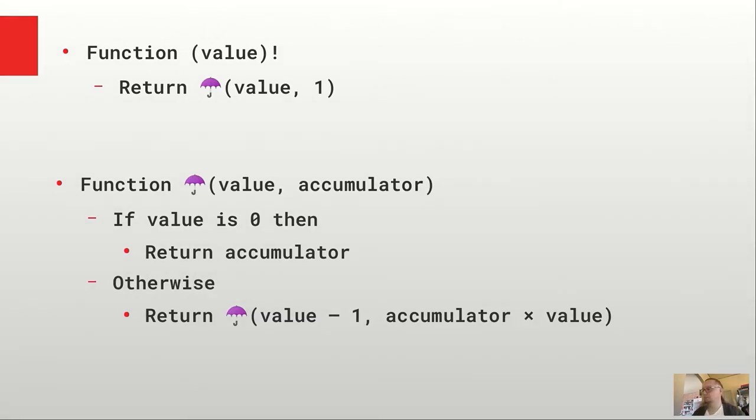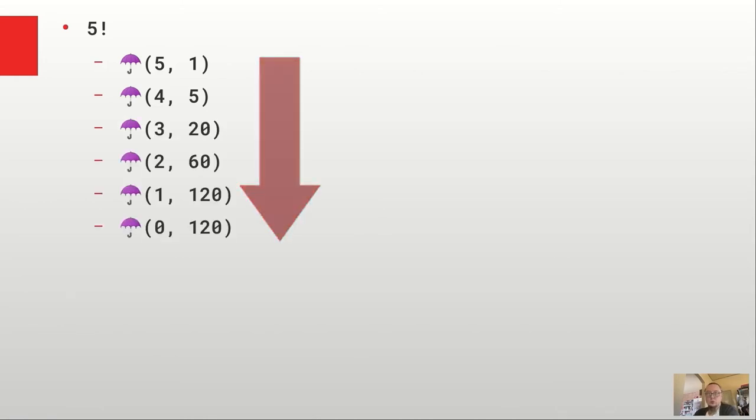So how does it work? Factorial of 5, for instance. 5 factorial is our umbrella function passing 5 and 1. Our umbrella function passing 5 and 1 calls our umbrella function passing 4, that's the predecessor of 5, and 5, that's 5 times 1, and so on until 0, that's the stop condition. The umbrella function of 0 returns the accumulator, which is 120.